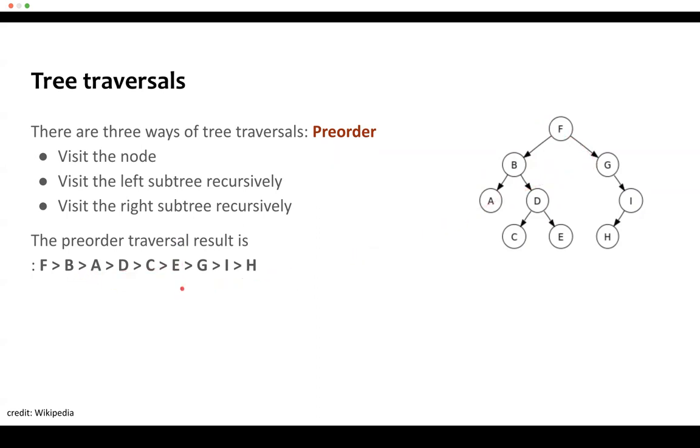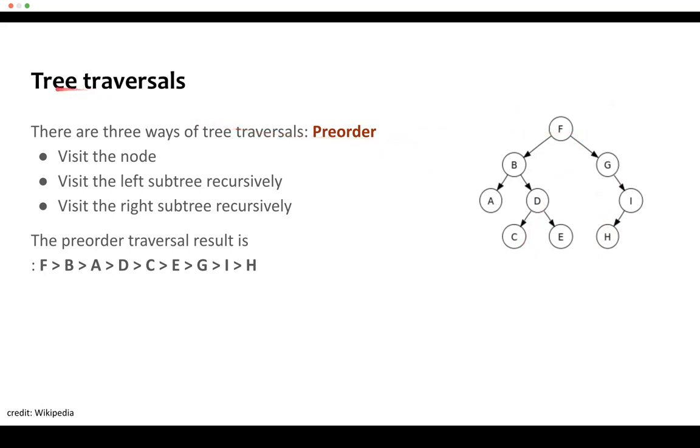Up to this point, we covered all the children on the left side. And we're going to cover the right side. That is going to be G. Because this one has no child on the left side, we're going to go to the right side directly. That is going to be I and then H. Okay.